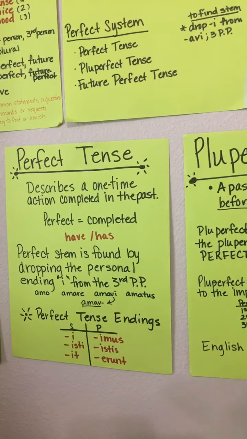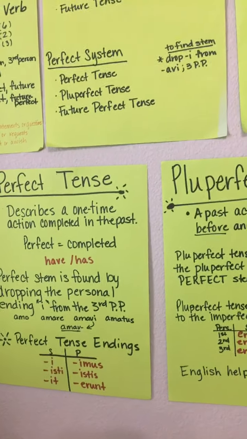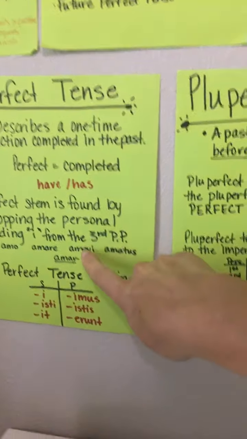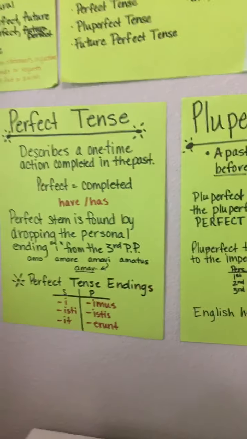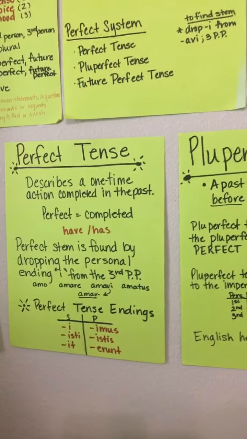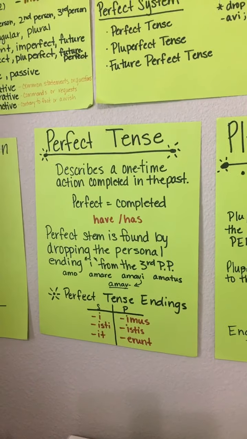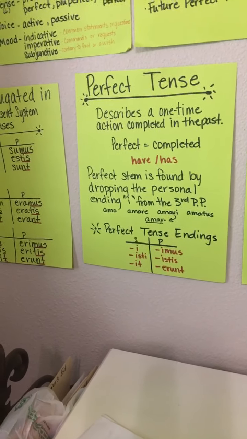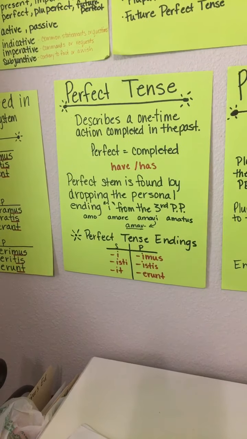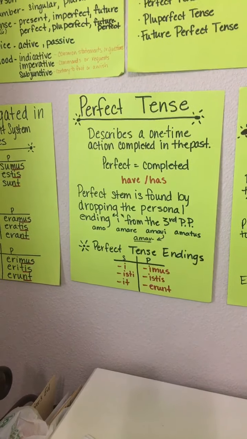In the perfect system, we find this stem by, in the present system, we did the second principal part, and we dropped the re. In the perfect system, we drop the i off the third principal part. Now, this is the first conjugation principal parts here, but you'll have an i in the other two conjugations, in the second, third, and fourth, and you drop that i from the third principal part to find the stem. So once you find that stem from the third principal part by dropping the i, then you add the endings. The perfect tense endings, okay, it is: i, isti, it, imus, istis, erunt. So those are our perfect tense endings.